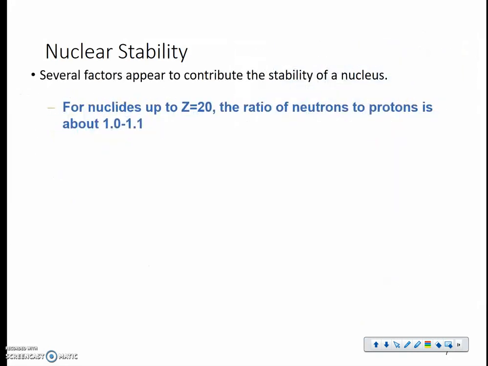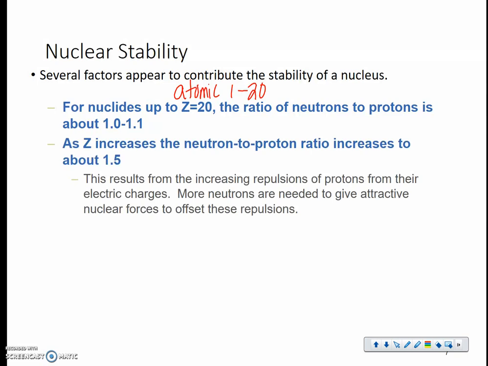So for a nuclide, which is just your nucleus, that has an atomic number up to 20, so hydrogen to calcium, they tend to want a ratio of 1 to 1. For every 1 neutron, about 1 proton. As we get a little larger, we want to have 1 neutron to about 1.5 protons.